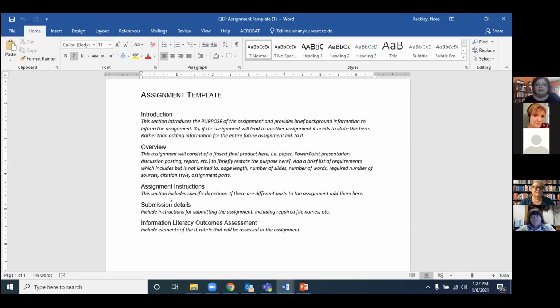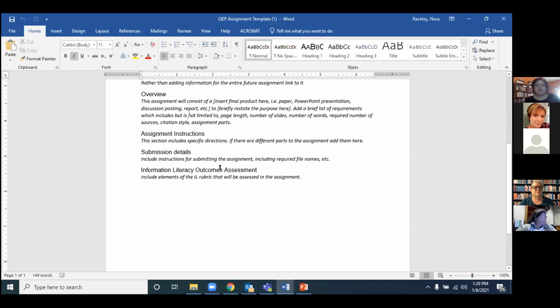And then in the assignment instructions, the section should include specific directions. If there are different parts to the assignment, add them here. So divide your assignment up, provide the directions for each part. And then submission details. What do you need to do to submit this? How are you going to submit this?